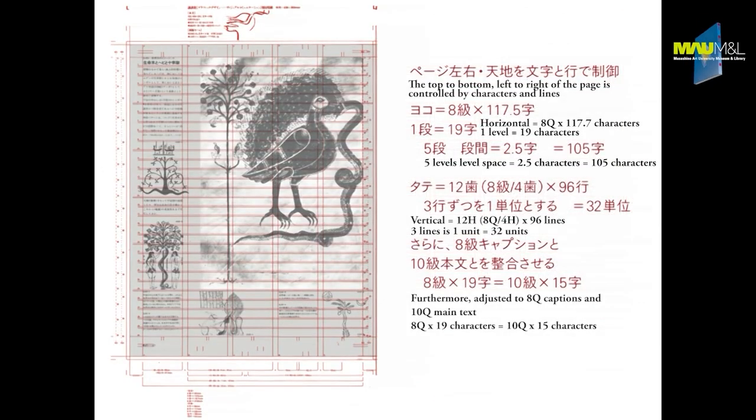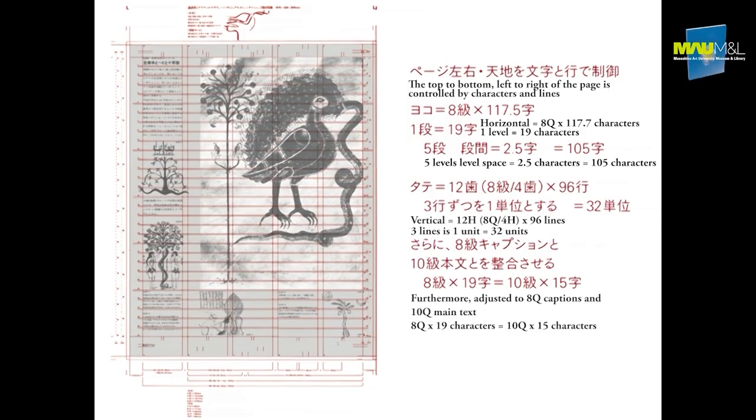The top to bottom and left to right of the page are controlled by characters and lines. In the horizontal direction, it is 8Q times 117.5. Here, 5 levels of 19 characters per line are set. In the vertical direction, it is 12Q times 96 lines. Taking 3 lines as a unit, we have 32 units.